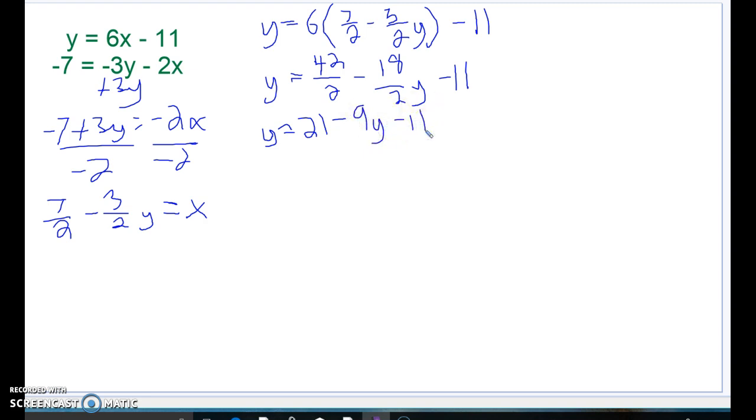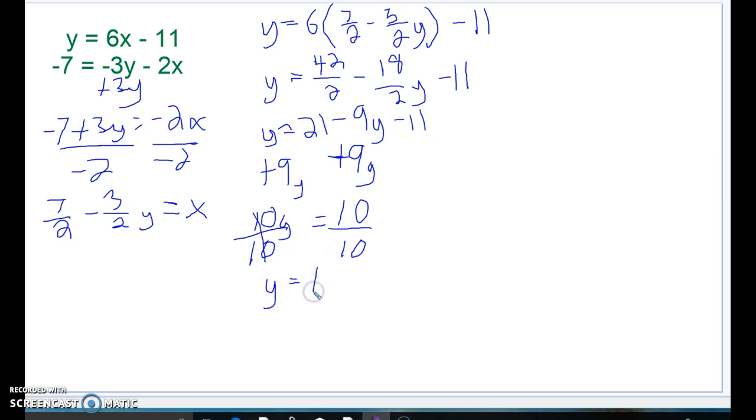So now we want to get our variables on the same side, which is the y's, and we want to get our constants on the same side. So I'm going to add this 9y to both sides just so I can get the y's on the same side. So now we have 10y is equal to 21 minus 11, which is going to be 10. So we have 10y is equal to 10. We're going to divide both sides by 10, and we're going to get that y is equal to 1.